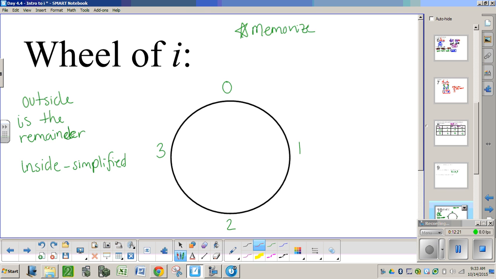So let's take a look. Remember, if you raised i to the 0 power, it just became 1. i to the first was just i. i squared is negative 1, and i to the third is negative i. So this wheel of i will help you simplify i raised to any power. You will not need a calculator to simplify powers of i. So make sure you know this wheel. Make sure you can recreate this wheel, because it'll be a great tool for you to use.